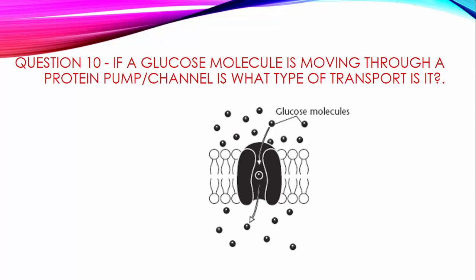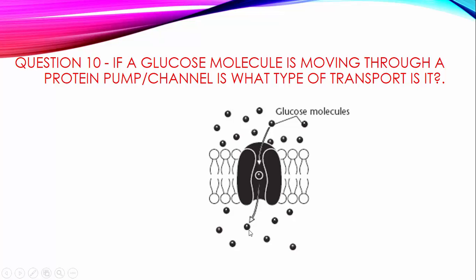So we talked about protein pumps and protein channels earlier. It says, if a glucose molecule is moving through a protein pump, what type of transport is it? So this is a protein pump. I have my glucose molecules. I have 1, 2, 3, 4, 5, 6, 7, 8, 9, 10, 11, 12. Over here I have 1, 2, 3, 4, 5, 6, 7, 8. And we see it's moving from an area of high concentration where there's a lot of it through the protein pump to where there is less of it, high to low.